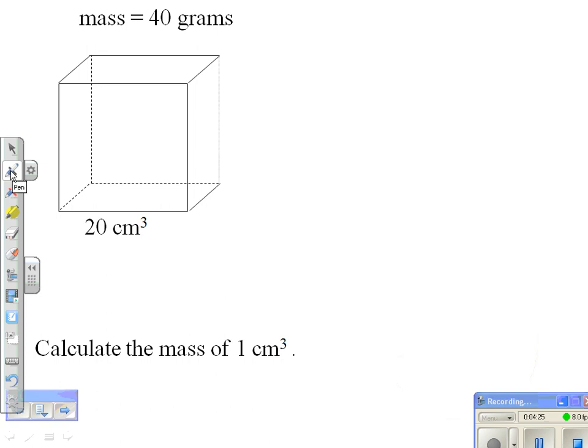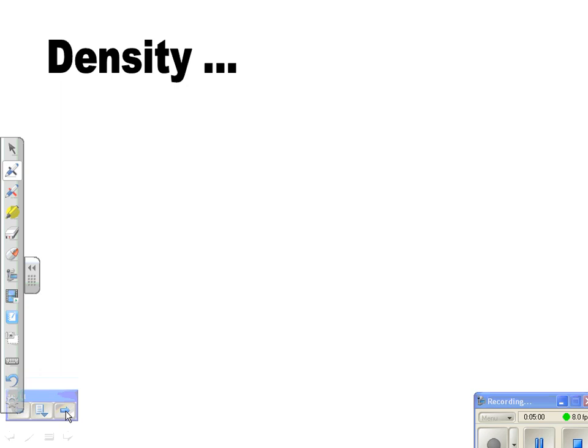Once again, we want to calculate the mass of 1 cubic centimeter of this material, but we don't want to cut the material to physically measure it. We know the mass is 40 grams. We know the volume is 20 cubic centimeters. We want to know the mass of 1 cubic centimeter. So once again, it's some simple division. 40 grams divided by 20 cubic centimeters would be 2 grams per cubic centimeter.